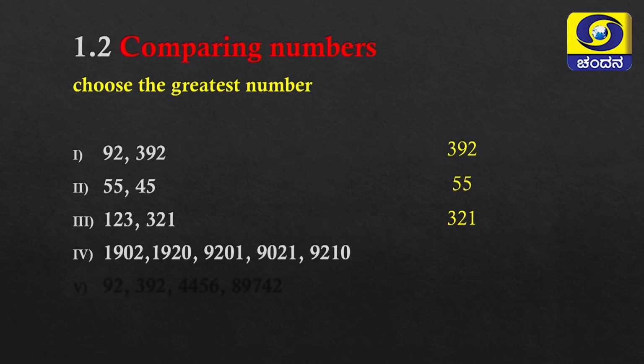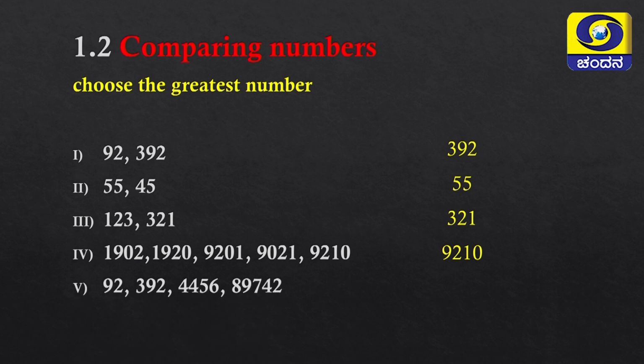Okay, I will give you another set of numbers. Here it's a little bit confusing, no? That is 1902, 1920, 9201, 9021 and 9210. In this example, I think it's a little bit tougher for you. It's confusing? It's very simple. Just recall the place values. You will get the answer very easily. Yes, I think you are right. Yes, it is 9210. Let's move on to the next example.